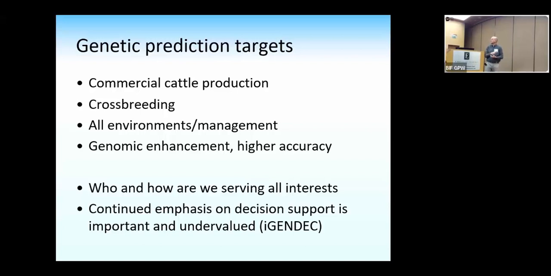So this is just a continuation now. What are our targets? These are things that all of us would say, if I'm going to stand with you here, what would you answer for what our target is from our genetic evaluation system? Number one answer, commercial cow production, right? But what are the other things we're looking at? How do we serve all these things the best and make sure we're getting everything out there as well as we can? And who and how are we serving all these interests?